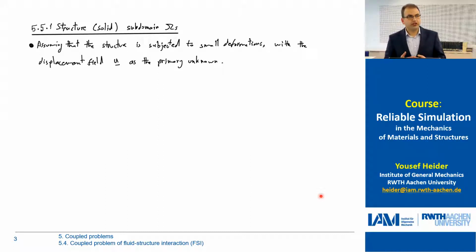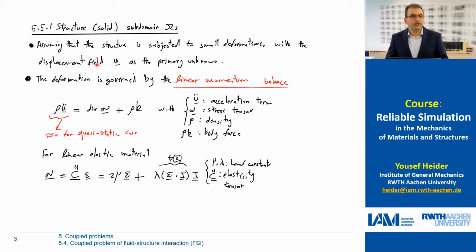So for the structure subdomain, assume that the structure is subjected to small deformations. So we're going to take a simple setup of our mechanical description. And in this case, as it is a solid material, we have one primary variable, which is the displacement u. For this simple problem, we have seen that if we have only mechanical effects, no temperature, and so on, then we need only one balance equation, which is the linear momentum balance.